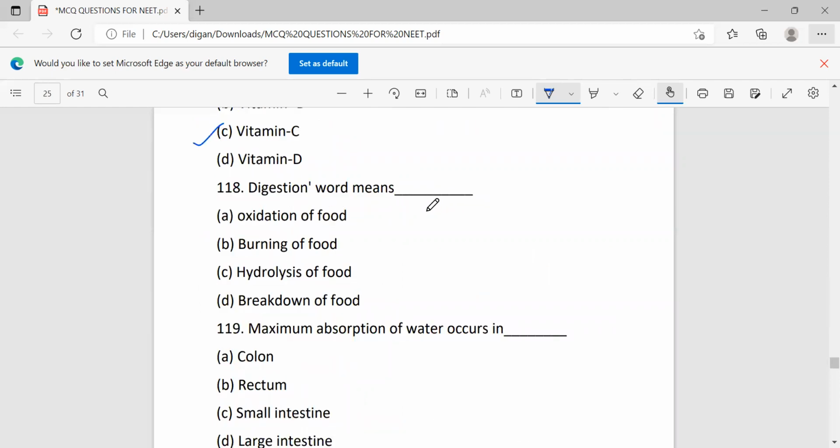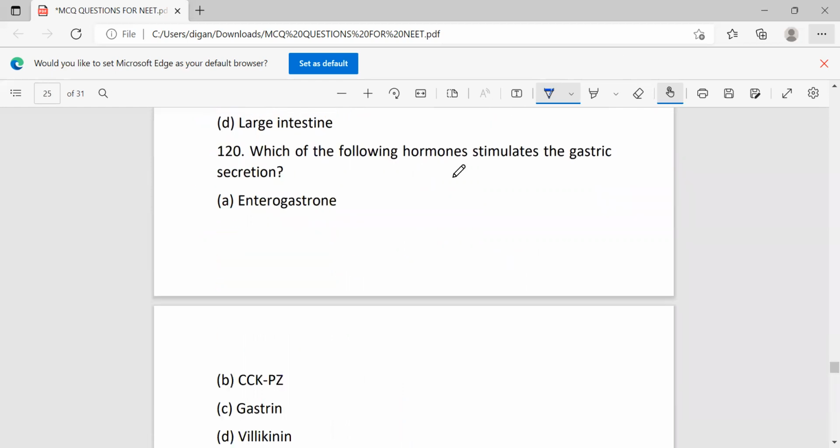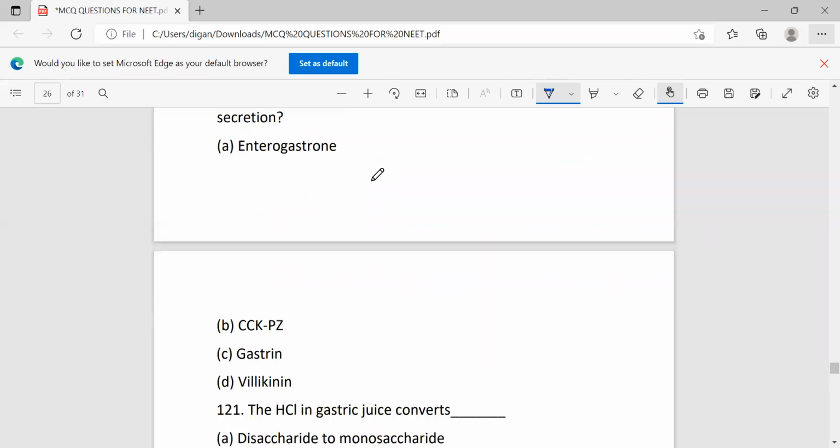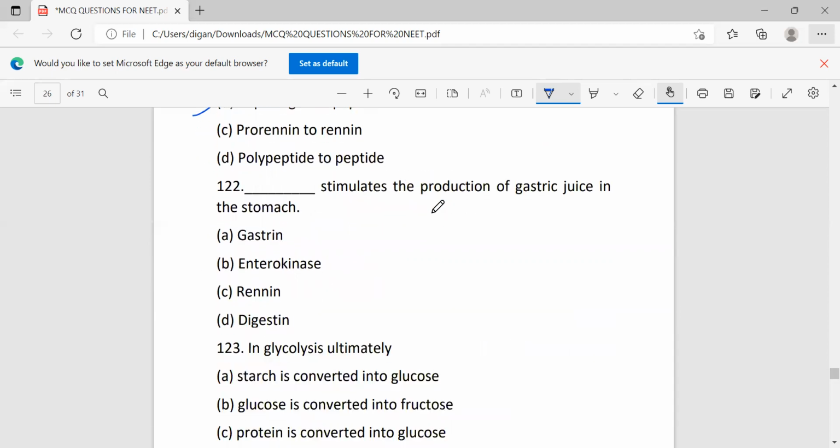Digestion word means what? 118, correct option is C, hydrolysis of food. Maximum absorption of water occurs in? For 119, the correct option is A, colon. Which of the following hormones stimulates the gastric secretion? For 120, correct option is gastrin. The HCl in gastric juice converts what? For 121, the correct option is pepsinogen to pepsin.